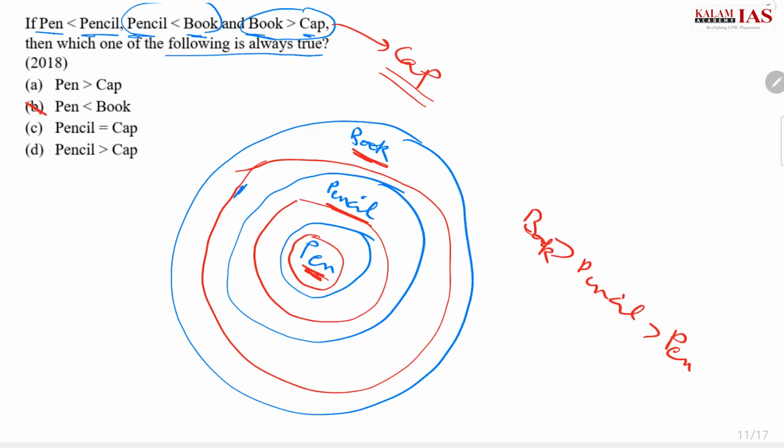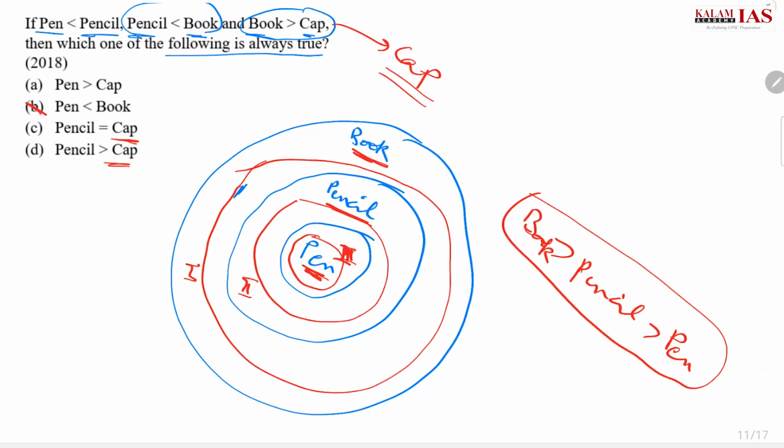Pencil equals cap. Again, no condition is given with respect to cap. Pencil is greater than cap. Again, no such condition is given because cap, as we see, has three possible places: 1, 2, 3. So it's very difficult to find where exactly the cap stands. But this relation is always true: book greater than pencil, greater than pen. So answer is option B.